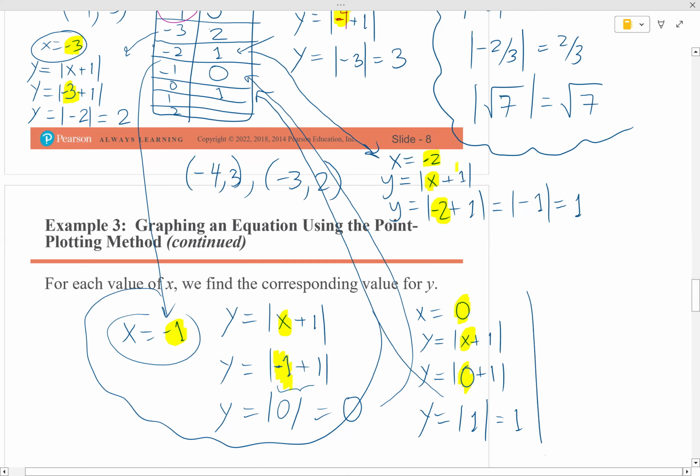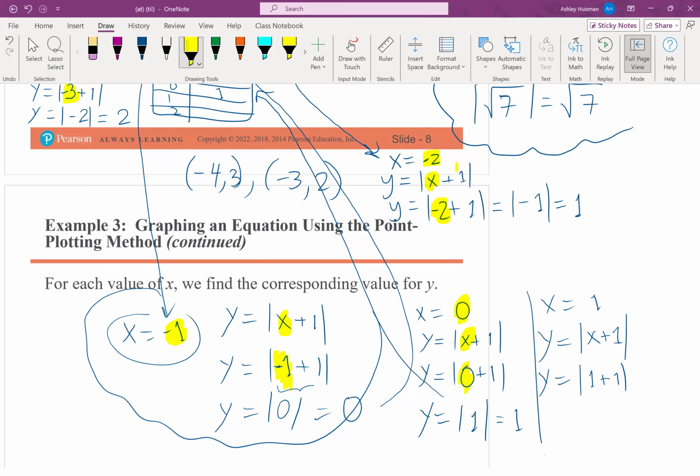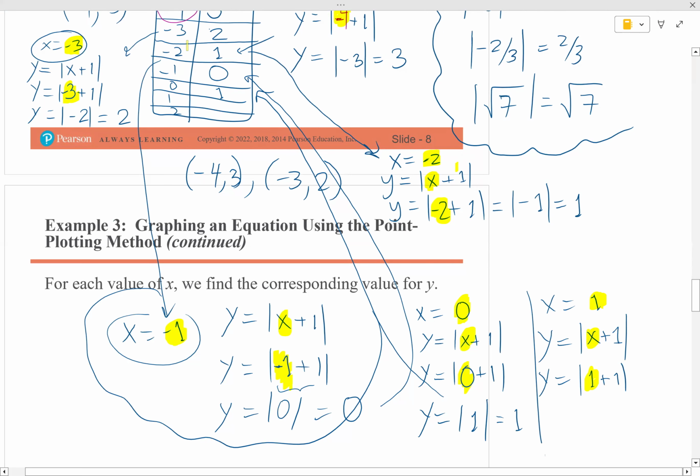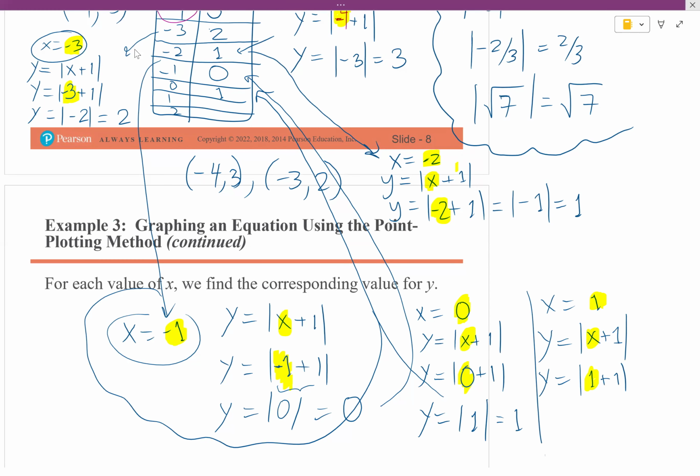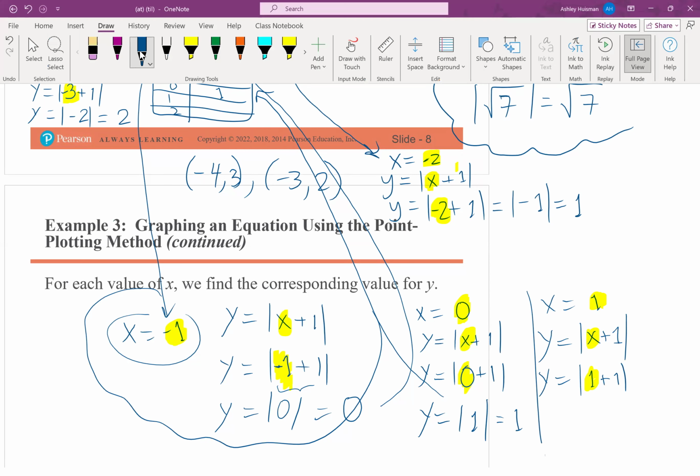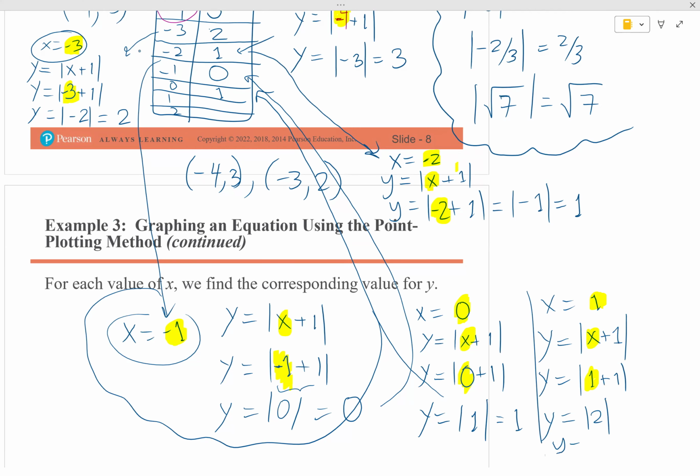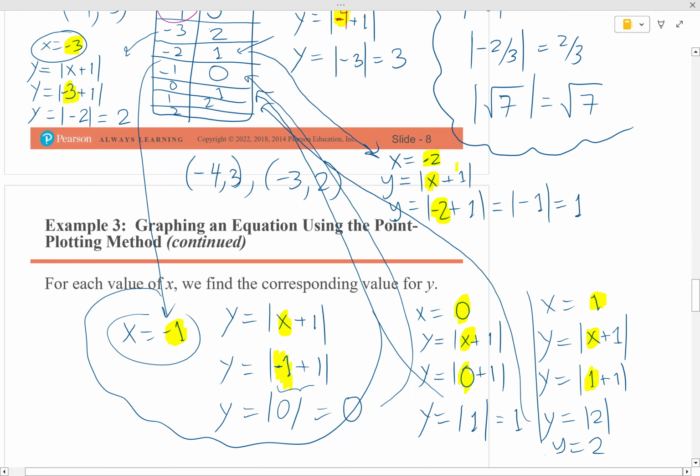Okay, 2 more. Let's see if we can do this. They give us a lot of these to do. If x equals 1, y will be absolute value of x plus 1. Replace x there with 1. I need to add 1 plus 1 now, and then I'll take the absolute value of that. Looks like the values inside the absolute value are getting bigger, so if they're positive, they're not going to change. y equals 2. There we go. I'm going to put that in my table there. Bada bing, bada boom, and then we got 1 more.